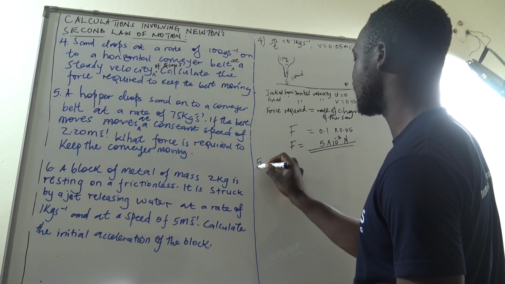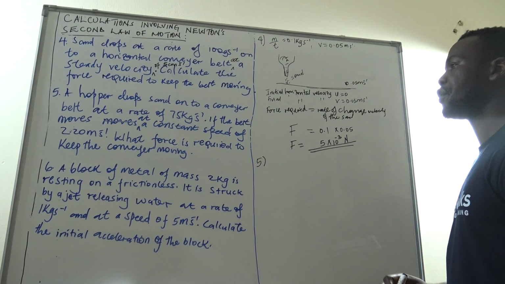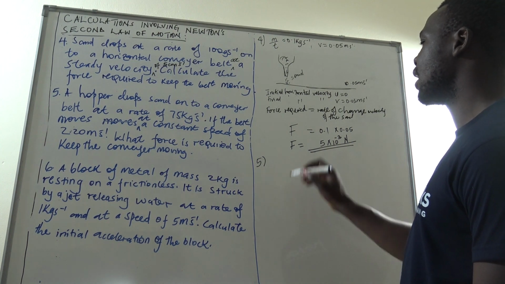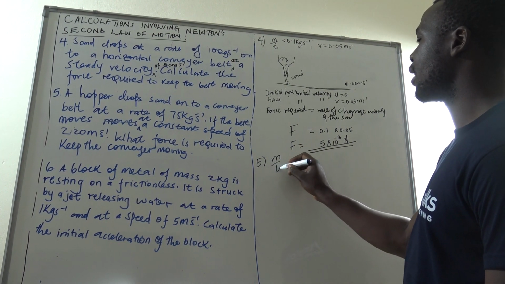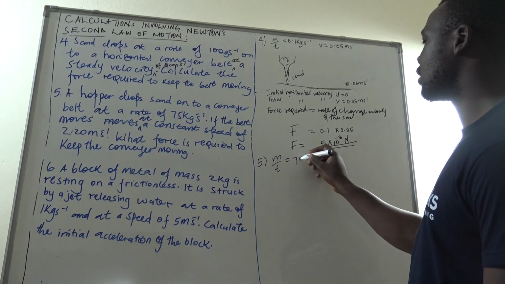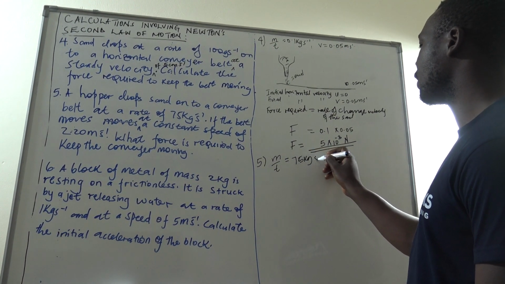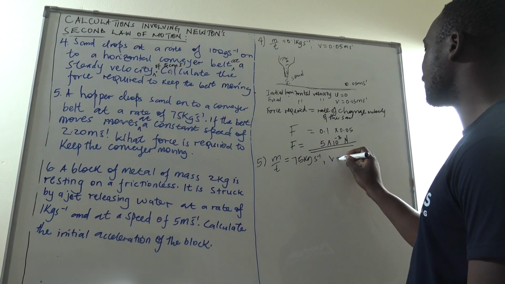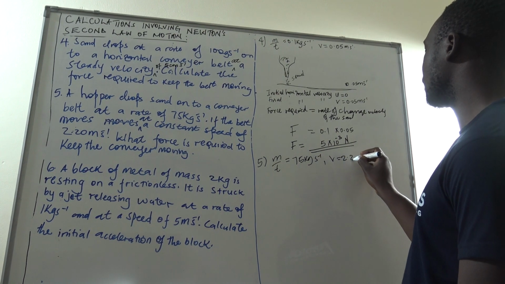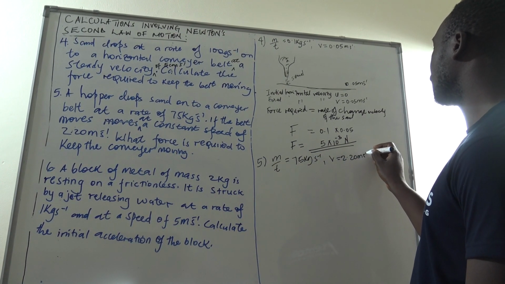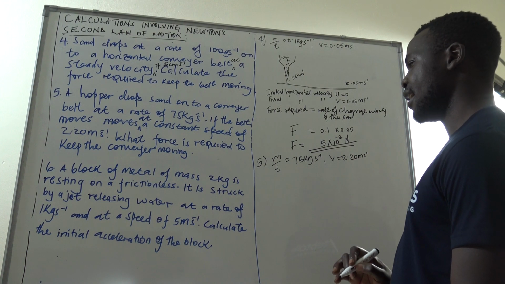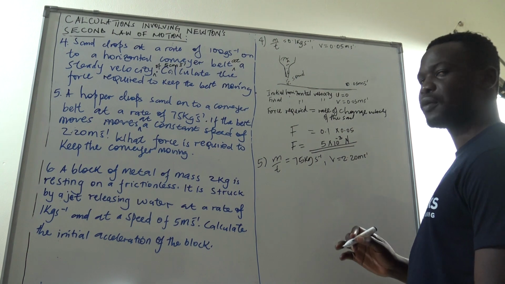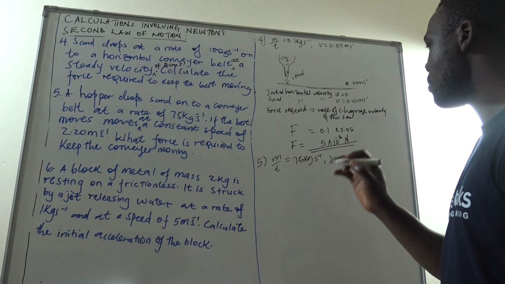Now let us answer question 5. Question 5 says a hopper drops sand onto a conveyor belt at, again, they have given us mass rate as 75 kilograms per second. If the belt moves at a constant speed v of 2.20 meters per second, they are saying that we should calculate the force required to keep the conveyor moving.